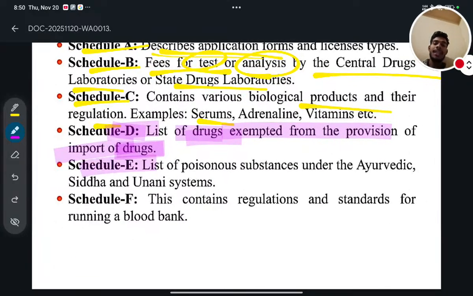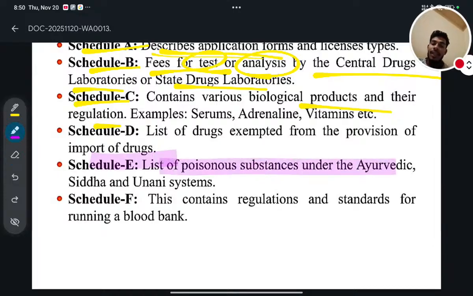For E, if somebody gives you poison, what will you do? You will not eat that poison, you will say, ew, I will not eat it. Why? Because if you drink or eat that poison, you will die. Very simple. So Schedule E for poisons. You will remember it very easily. Schedule E gives the list of poisonous substances under the Ayurveda, Siddha and Unani systems.